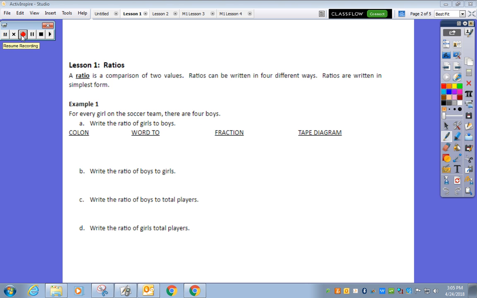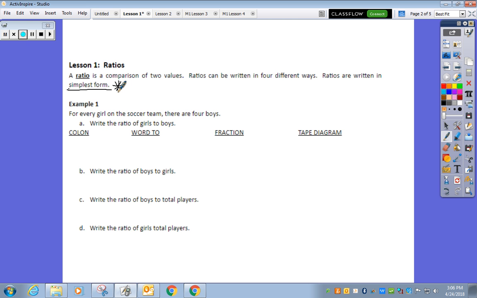In Module 1, Lesson 1, we were introduced to the concept of ratios. A ratio is a comparison of two values. Ratios can be written in 4 different ways. Ratios are written in simplest form. This is a big piece. A lot of kids forget the simplest form piece, so that's important. Make sure all of your ratios are written in simplest form.